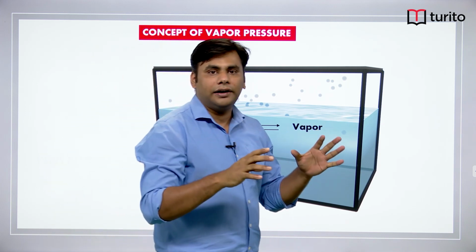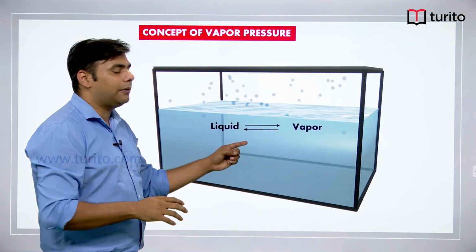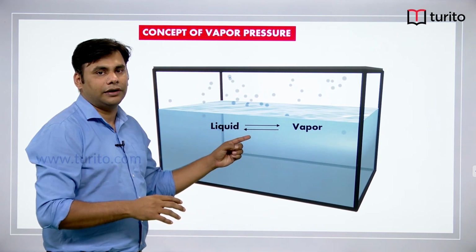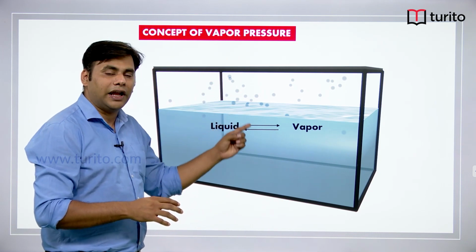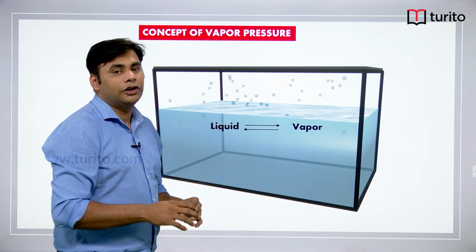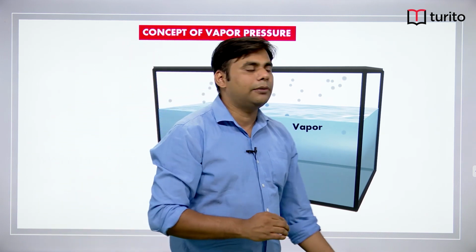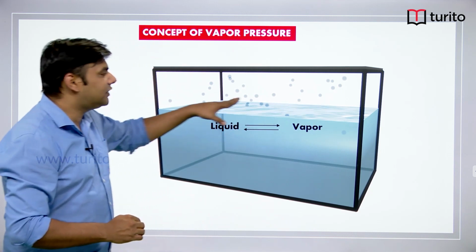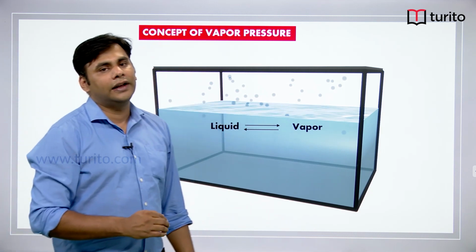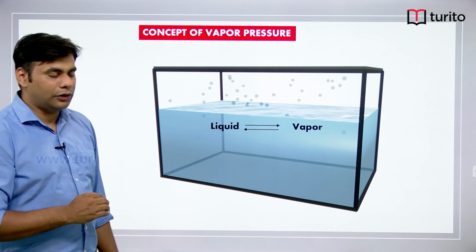So at this point, when the liquid and vapor are in equilibrium with each other, the pressure that would be exerted by the vapor molecules on the surface of this liquid is called vapor pressure. Okay, so I hope you have understood this.